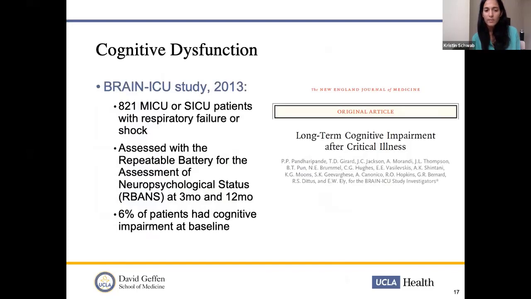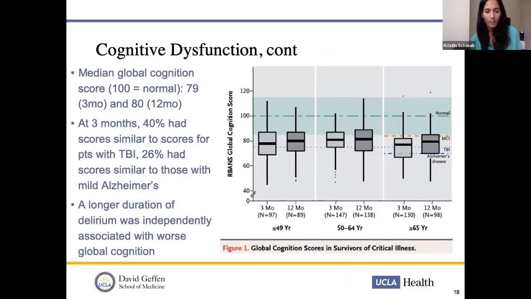And what's particularly interesting at baseline is that very few patients actually had cognitive impairments to begin with. And what they found was that in their follow-up intervals, the median global cognition score, where 100 is normal and is shown as that green horizontal line, at 3 months the median global cognition score was 79. At 12 months, it was still low at 80. You can see in these plots that this really was across the board for all age groups.